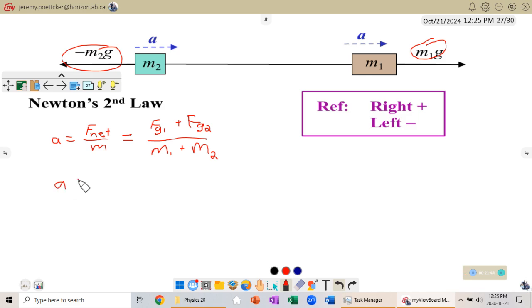So my acceleration, let's start to put some numbers in. FG1 is going to be M1G. M1 was our 0.8 kilogram mass. At this point, pause the video. See if you can figure out for yourself and get the next steps done.